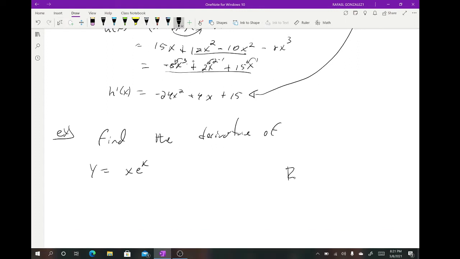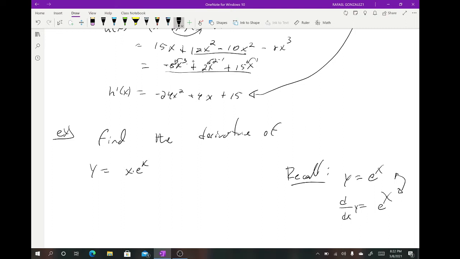Remember last class, recall, the derivative of y equals e to the x, d dx of this, is equal to simply e to the x. So the derivative of the exponential is simply the exponential again. So here we actually do have to use the product rule. There's no other way of doing this.